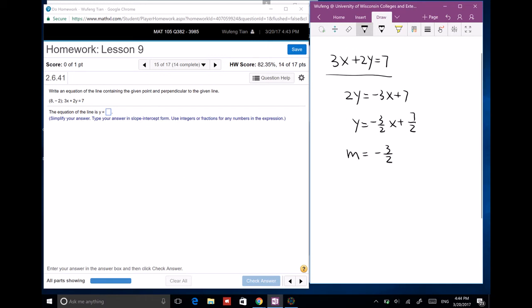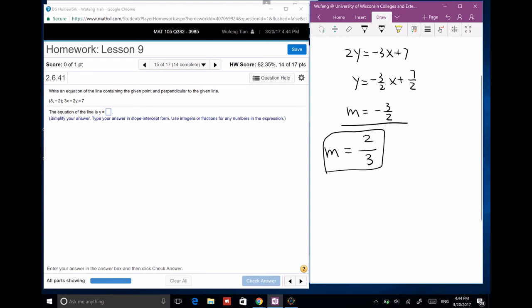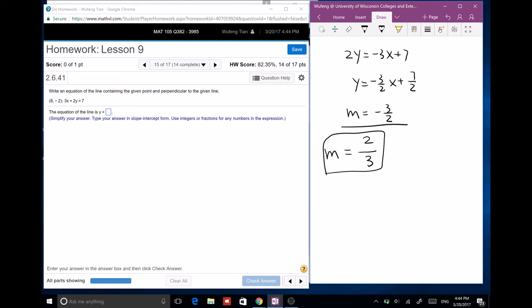And then the new line, the equation of the line, is perpendicular to this. If it's perpendicular to this, the slope we are looking for is the opposite reciprocal, which is +2 over 3. This is the slope we are looking for because it's perpendicular to -3/2. So it's the opposite reciprocal of -3 over 2, so it's +2/3. And we have the point 8, -2.